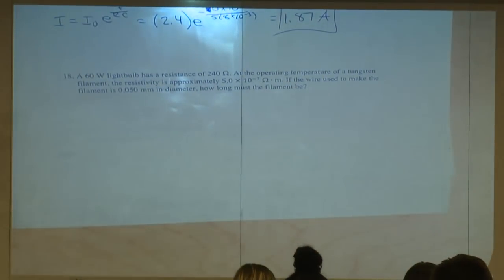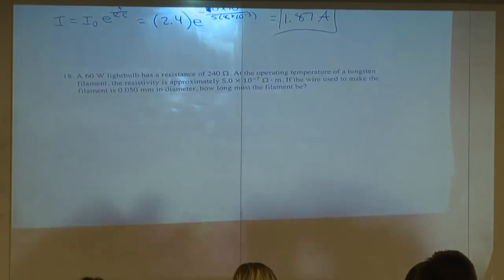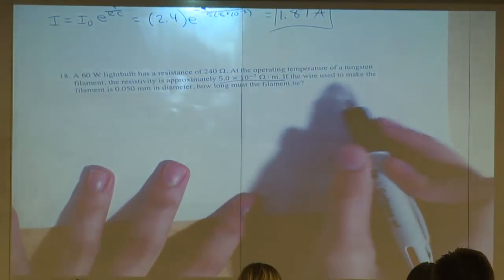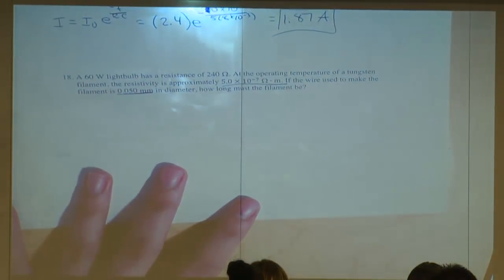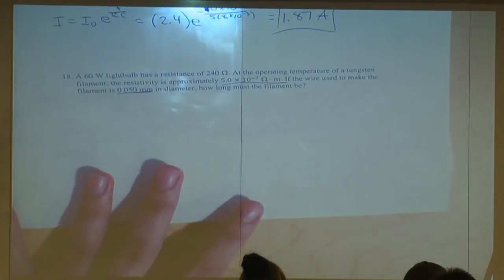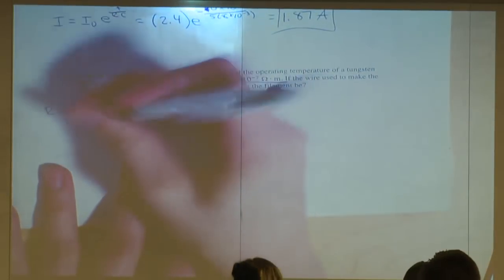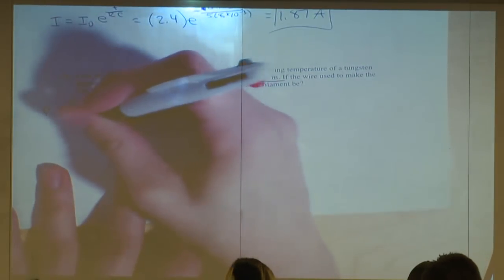So it says a 60 watt light bulb has a resistance of 240 ohms. At the operating temperature of a tungsten filament, the resistivity is approximately 5 times 10 to the negative 7th ohm meters. If the wire used to make the filament is this long in diameter, how long must the filament be? So whenever you're given resistivity, you can think of that equation, R equals rho, that weird P thing, L over A.